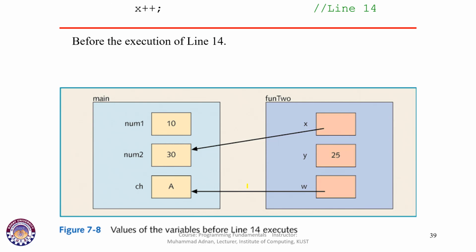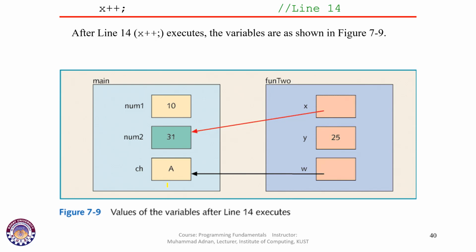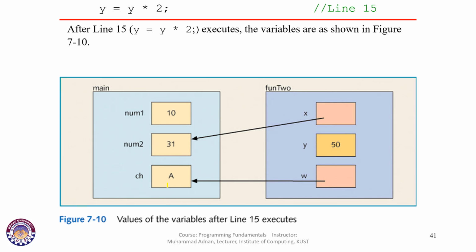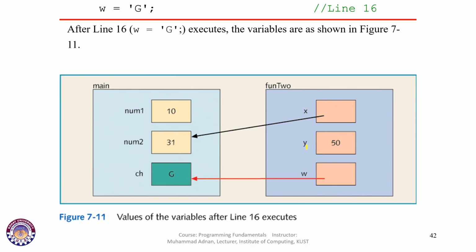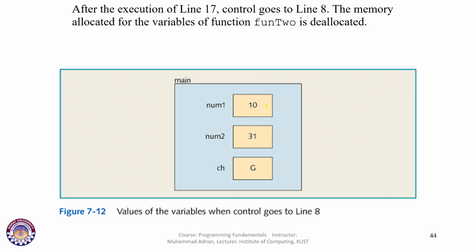And then similarly you call function 2 and pass the addresses: x points to num2, w points to ch. So changes made here in x and w will be reflected in num2 and ch. So as you can see, num2 gets changed and ch also gets changed. But if you change y, this change will not be reflected because here we are just making changes to the copy of a variable, not to the actual variable. So ch also gets changed after function 2 is executed.